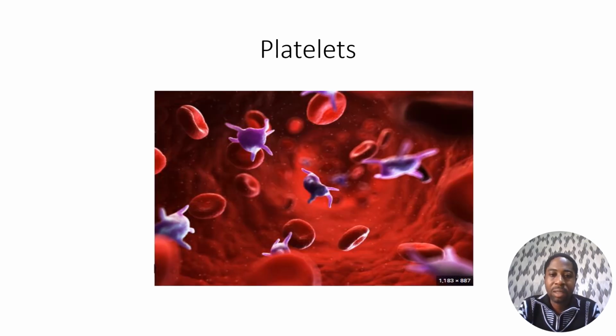Then we have platelets. So this is a picture showing platelets which are flowing through blood vessels. These are platelets. The purple ones are the platelets, and this purple color is due to staining.